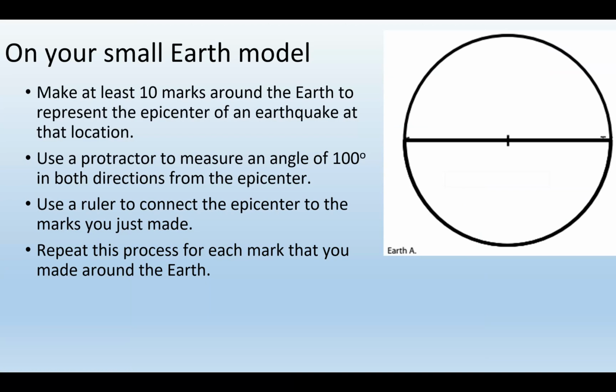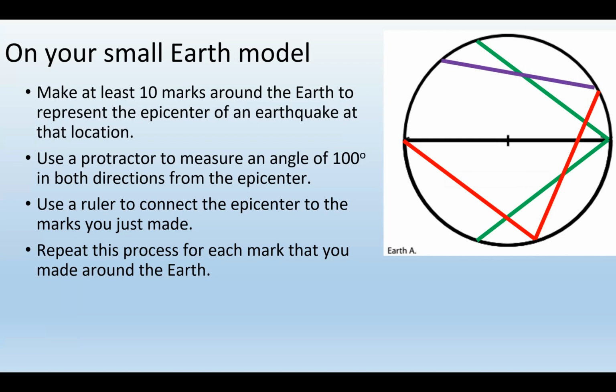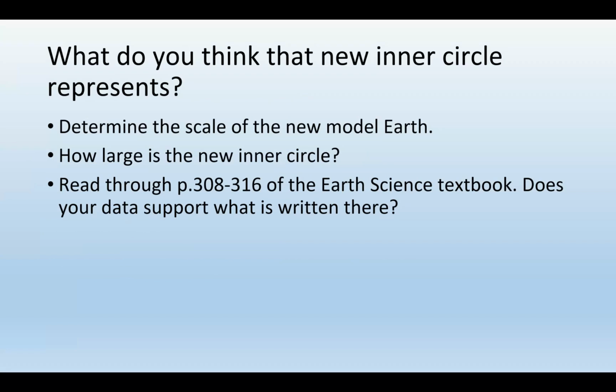So we want to narrow down our area that is not solid rock. Once you do that, you're going to use a protractor to measure an angle of about 100 degrees in both directions, just like we did on our big model. And we're going to do that for 10 different locations. Once you get that done, you're going to have a map of where there is solid rock and where there is not. And the more data points you have, the better data we're going to have.